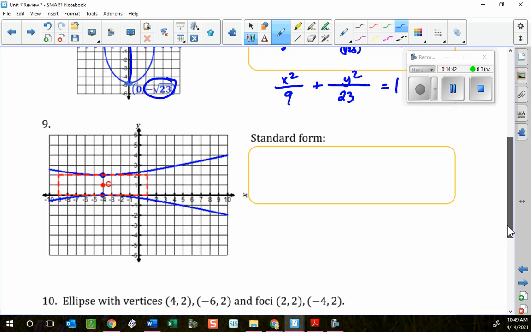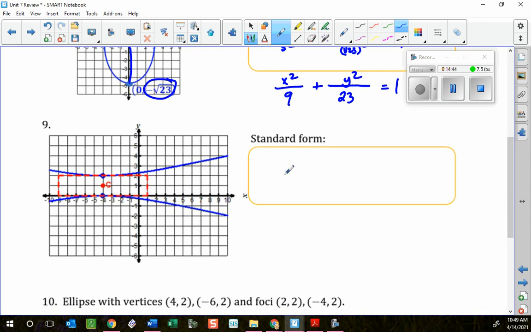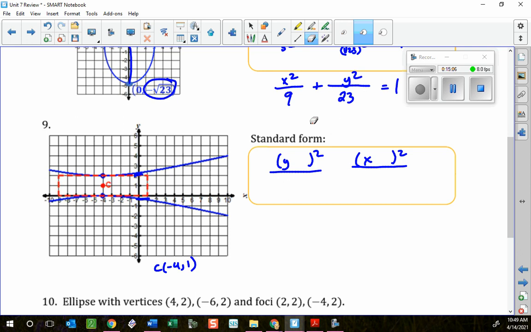All right, number 9, we have a hyperbola. So I have my center at negative 4, 1. It is crossing the y-axis eventually, so that means the y part's going to be in front. So I'm going to have y squared over some number, and x squared, and I just made a mistake. I put a plus. This should be a minus because it's a hyperbola. And then equals 1 all the time.